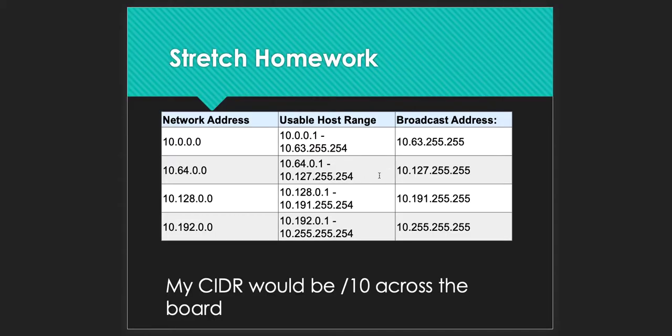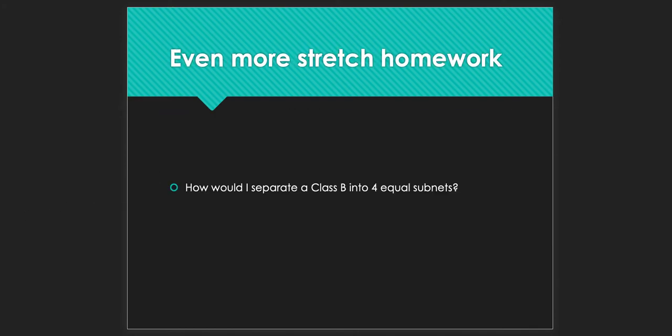But your stretch homework, right? Your broadcast address, your usable host range, your network IP address, right? And so you kind of go from there. But you can see how they kind of broke up that network here, so you'd be able to do more with it, right? Okay. Even more stretch homework. How do you separate a class B into 4 equal subnets? Let you work that one out. Put your answer below in the comments, and let's see what you come up with.